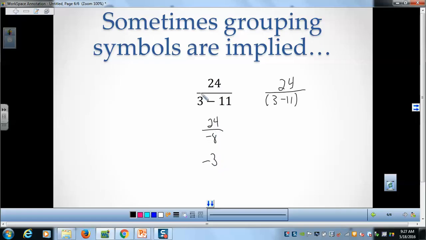So when you're dealing with a fraction like this, a division problem like this, just know that it could happen in the numerator as well, that grouping symbol is implied. So you want to always simplify the numerator and the denominator basically as a separate problem. Follow the order of operations in the numerator to get to one number, follow the order of operations in the denominator, get to one number, and then you can do the division problem.